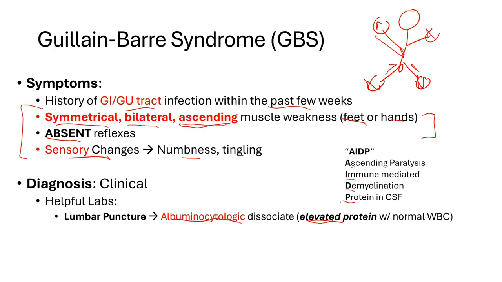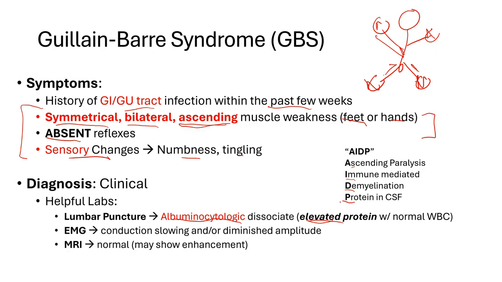Now, there are a few other studies that can be done, such as EMG or MRI. EMG is not very helpful, as we will typically see just slowing of the conduction or diminished amplitude, and most of the time, MRI is normal. You may see some form of enhancement, but for test purposes, you expect your MRIs to be normal. Thus, the one I would definitely know for test day would be your LP results or LP findings.